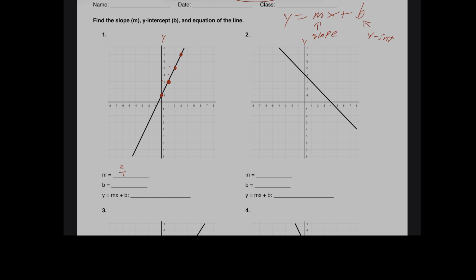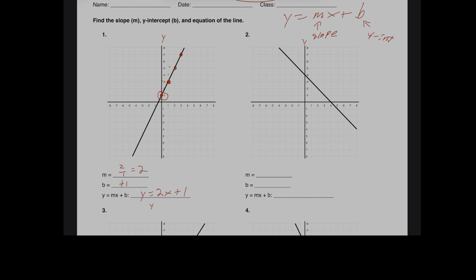Now, you can always reduce the fraction, and if it goes into a whole number, you can just call it 2. It works either way. The y-intercept is where it crosses the y. Now, where does it cross? It crosses right here at 1, positive 1. So your b is going to end up being a plus 1. So when I do the formula, y equals 2x plus 1. All I do is I plug in the 2 for the m and the positive 1 for the y-intercept.